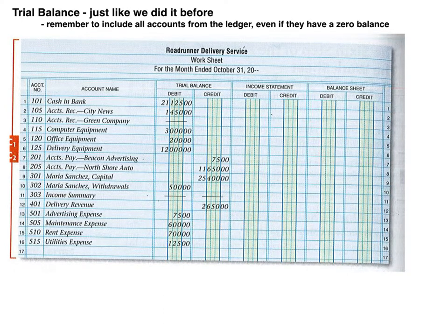So let's look first at the trial balance. This is just like we did it before. And the key here is, remember, include all accounts from the ledger, even if they have a zero balance. We include every account, and it's important to put them in order by account number. So when we look down at the account numbers, 101, 105, 110, 115, they need to all be in order, just as they are in the ledger. And again, we add the debit and credit balances on the proper sides.